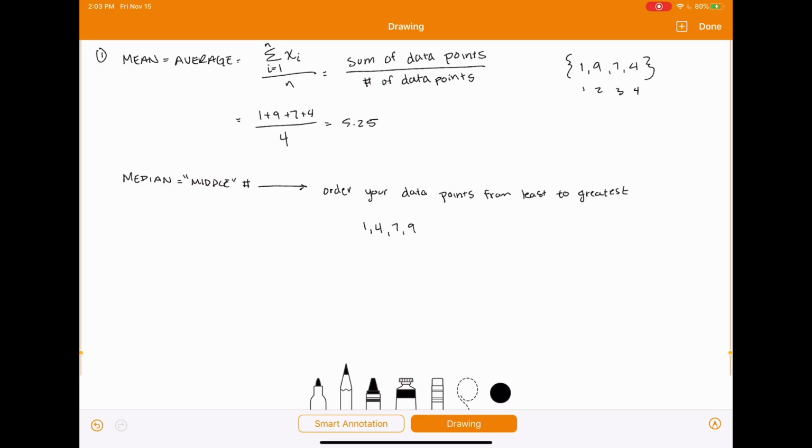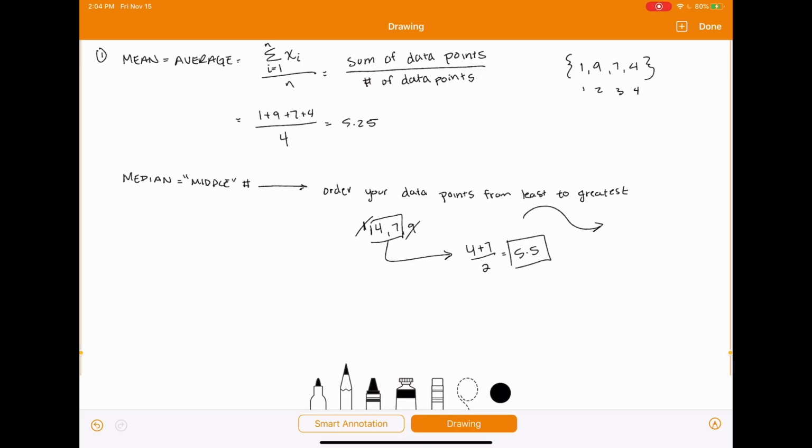Then what you're going to do is eliminate a data point from each side until we reach the middle. So we'd eliminate 1, 1, 1, 1. Now as you can see, there is no number left here in the middle. So we're going to take these two data points here and find the mean of those two. So 4 plus 7 divided by 2, which is 5.5. So 5.5 would be our median.